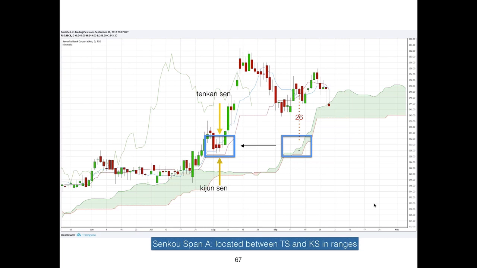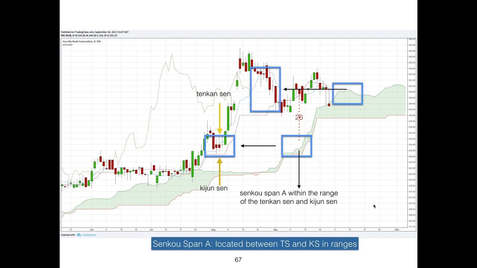So this is plotted 26 periods ahead. This is why if you count back, that value actually represents Tenkan-sen and Kijun-sen 26 periods back. The same goes here. This is the Senkou Span A that you find in the gap between Kijun-sen and Tenkan-sen. So it's found right between the space of the Kijun-sen and Tenkan-sen.